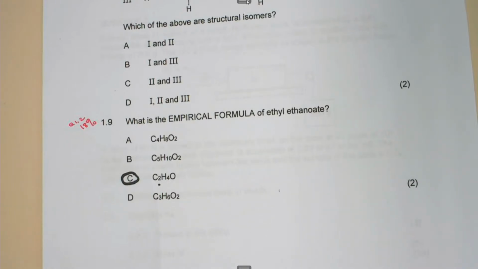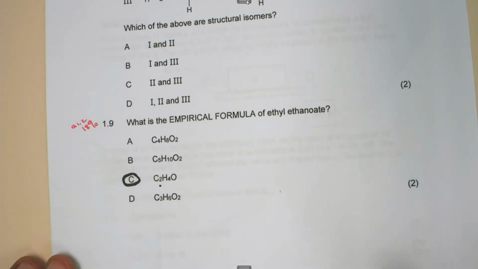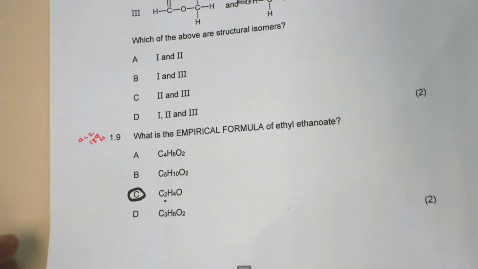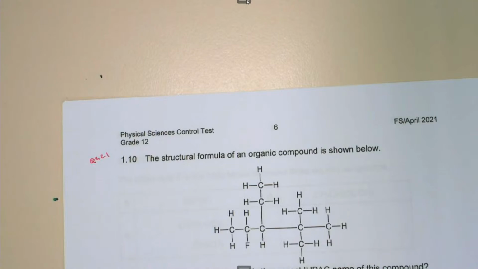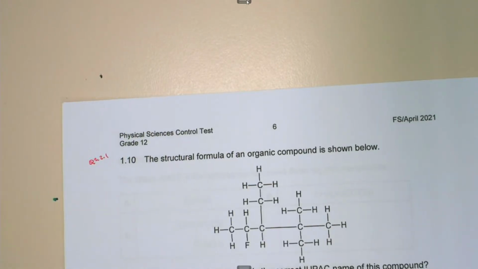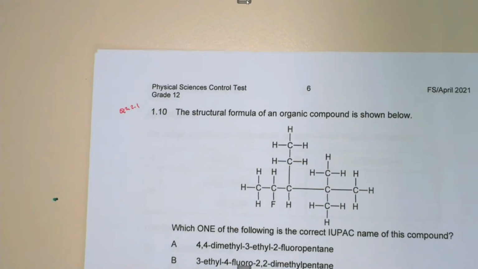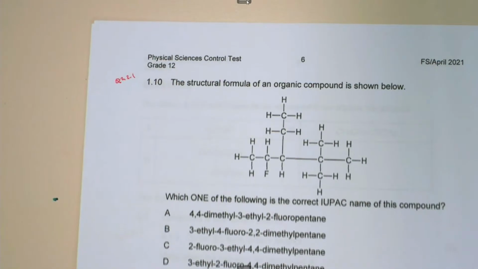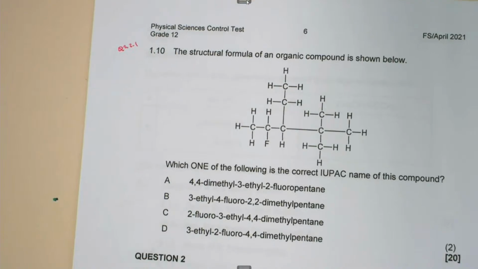And all colleagues, just ensure that you address that with your learners. Remember, empirical formula, they do in grade 11, but in the examination guideline, all the topics of grade 11 that we need in grade 12 are clearly stated there. And one of them is the empirical formula. And then question 1.10, the structural formula of an organic compound is shown below.